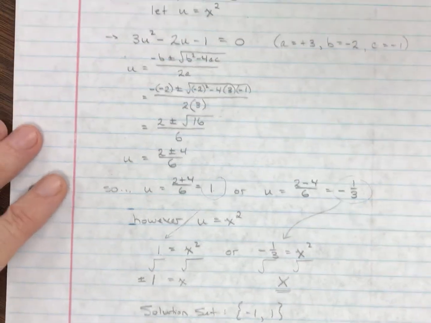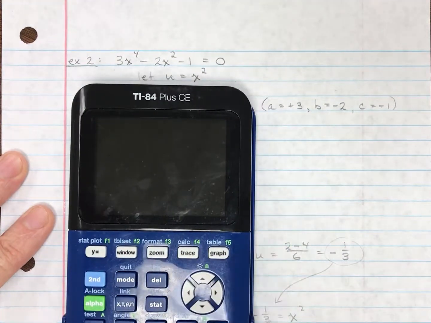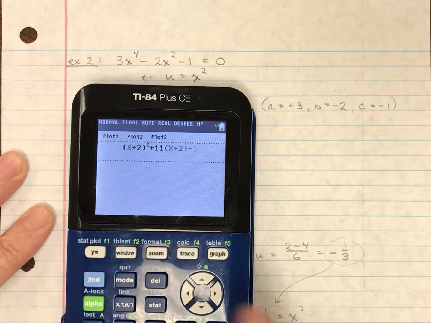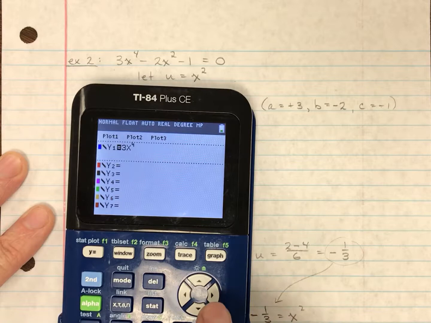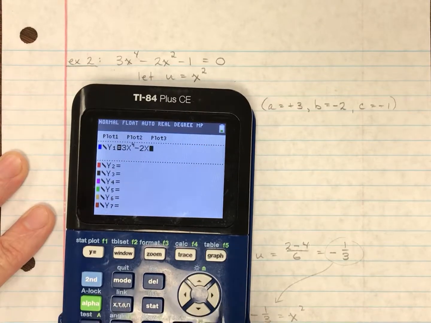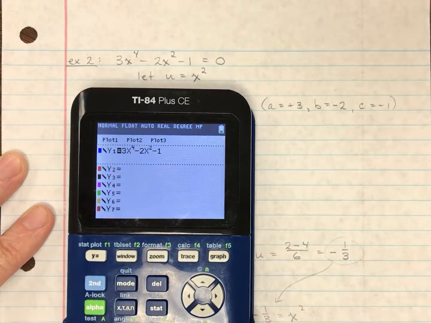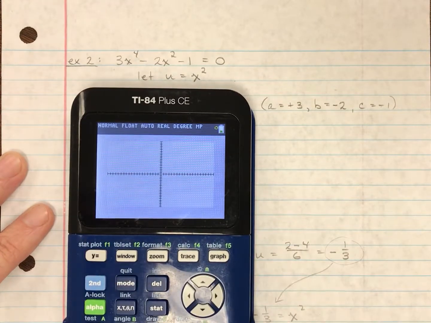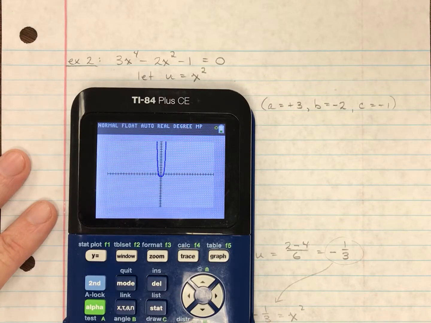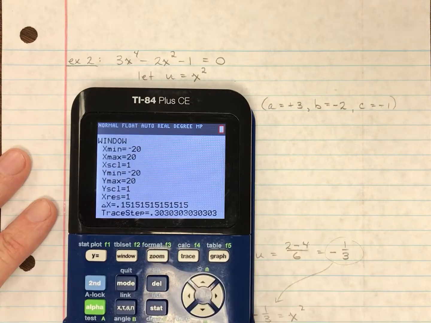Okay, let's check it graphically again. Go back up to here. Turn it on. Let's go back to y equals. Let's clear the previous one. So 3x to the 4th minus 2x squared minus 1. It's equal to 0. So we're looking for x-intercepts. We're looking for roots. We're looking for zeros. Let's graph it. Now remember, I'm in a negative 20 to 20 situation here. That looks pretty tight. Let's make my window back to the standard window from negative 10.